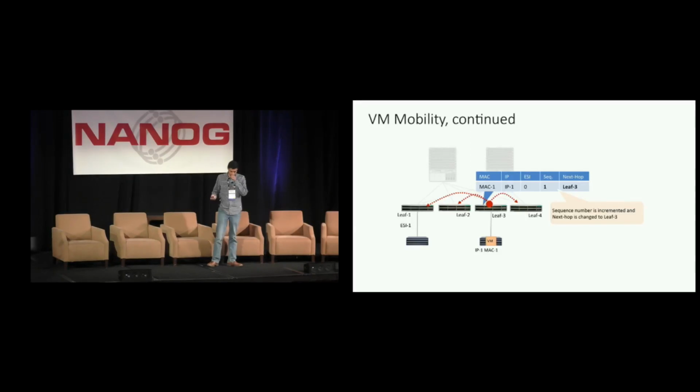So when all the other leaves receive this route from leaf 3 with a higher sequence number, they know that this is more recent reachability information, and they will modify the forwarding state for the MAC for this host, essentially recursing via leaf 3 instead of leaf 1. And leaf 1, when it receives this route from leaf 3, can use this advertisement to clean up any stale state that it would have learned for that host locally prior to the move.